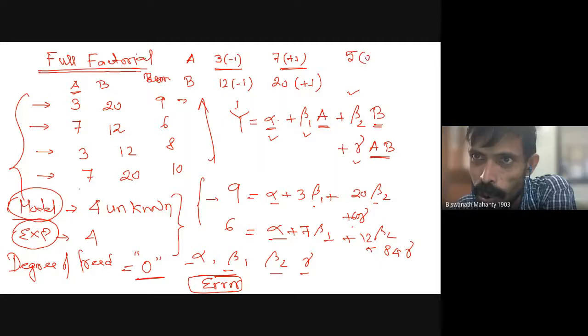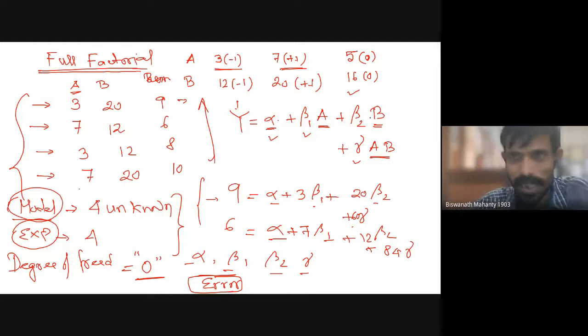And what will be the coded value? 0. Minus 1, plus 1 is the code. 5 is the actual gram per liter. So for B, what is the mid value? So 16. Yes or no? 0, 0. So if I run something at the 0, 0 condition, meaning the 5 and 16 combination, this is called a center point run. And not only one time, I will do it 2 times.